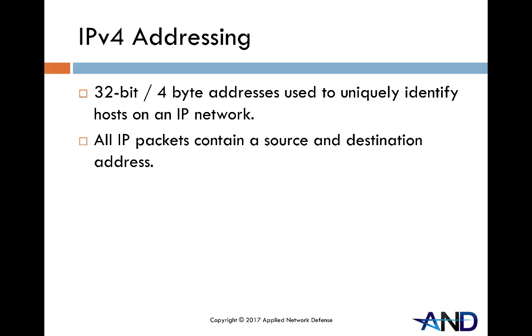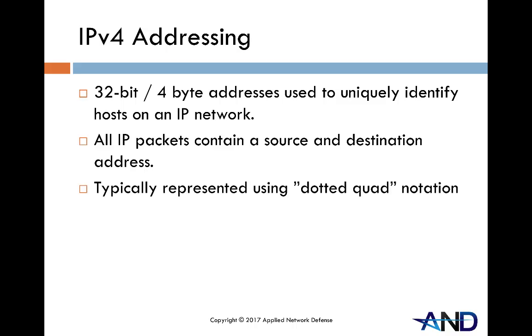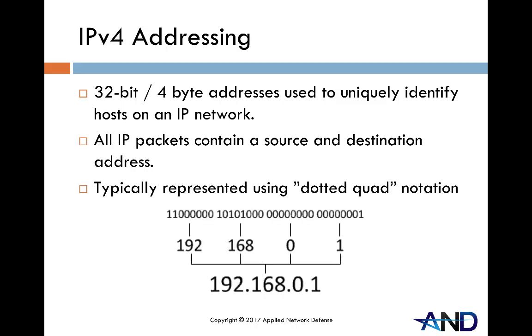So you will see a source and destination in every IP packet, and generally those are going to be represented using what they call dotted quad notation, and this is what we're all familiar with. You see on the screen here we have 192.168.0.1. That's the IP address we're all familiar with, and each of those four sections represents a single byte or 8 bits, and you see that broken down on the screen.